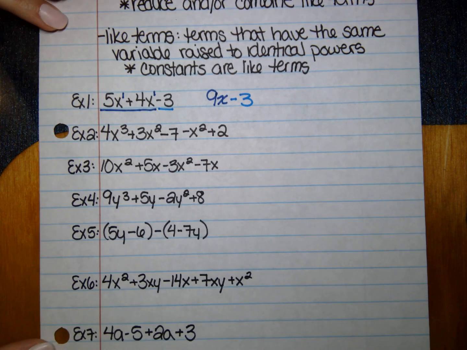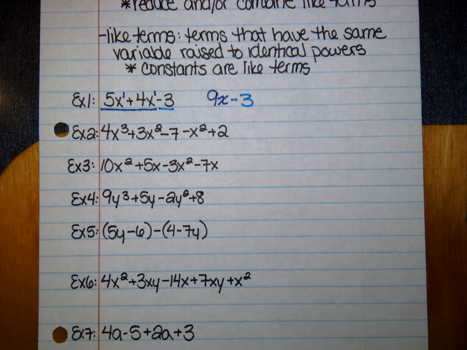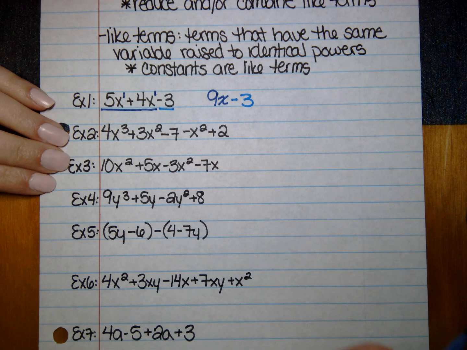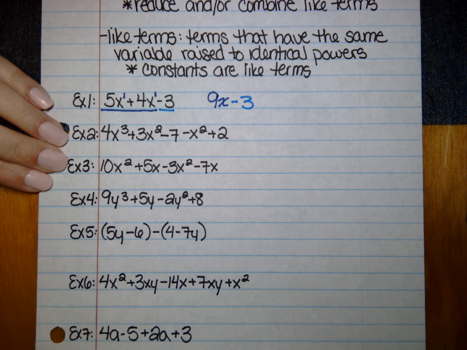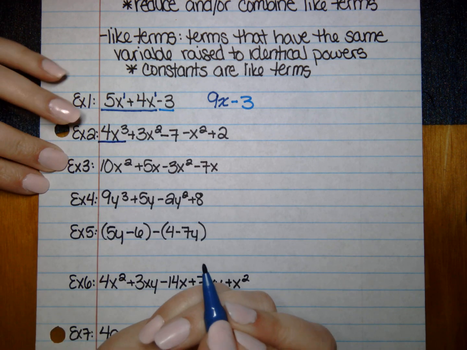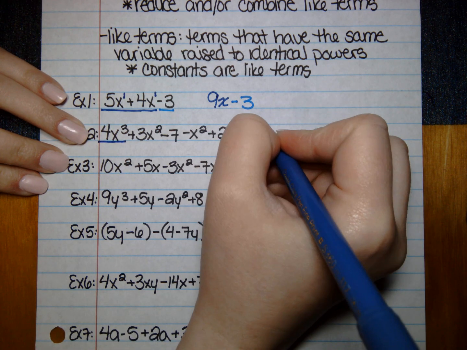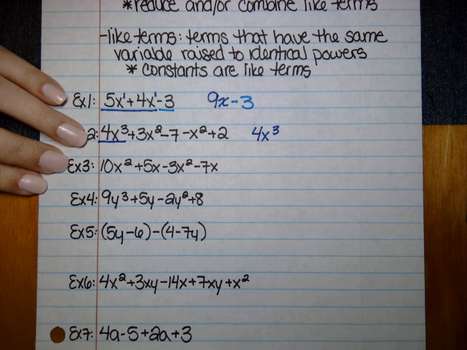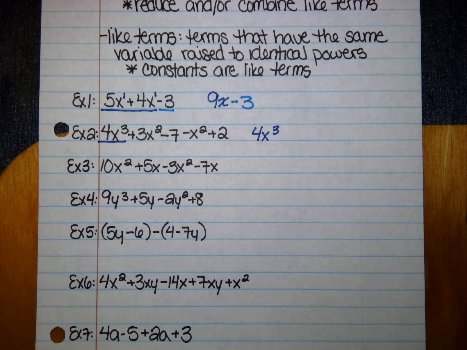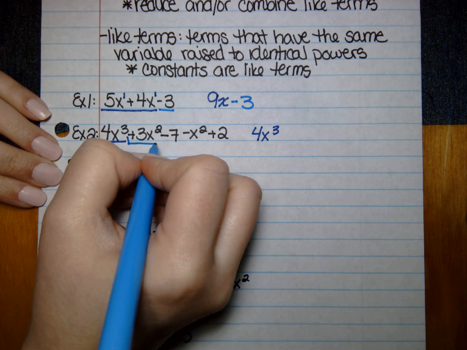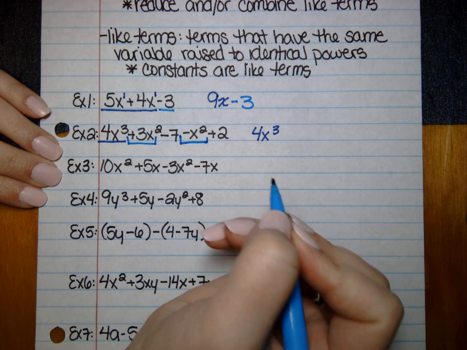If we look at example 2, I have 4x cubed plus 3x squared minus 7 minus x squared plus 2. I always like to start with my highest exponent, because that's how we write our answers, with highest degree or highest exponent value first. So in this case, I have 1x cubed. I'm just going to rewrite that term down. Now I'm going to look for x squareds. So I have a positive 3x squared and a negative x squared.